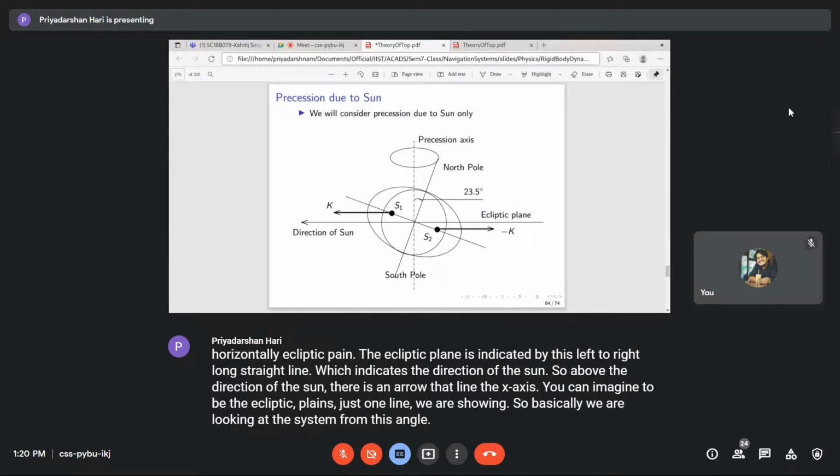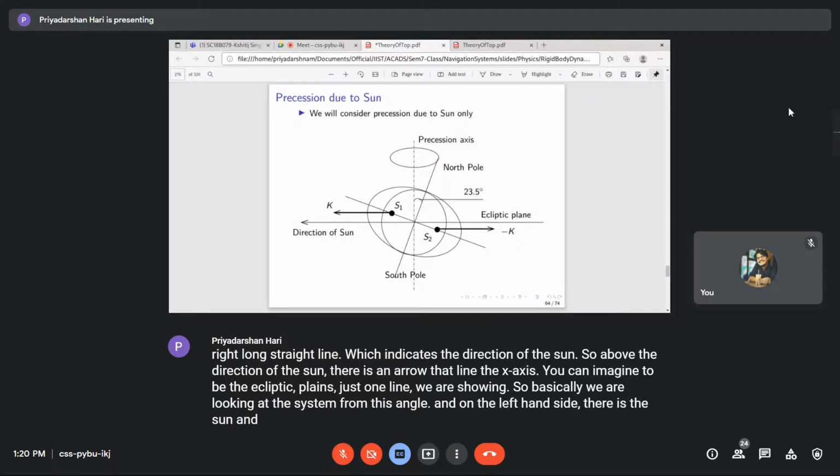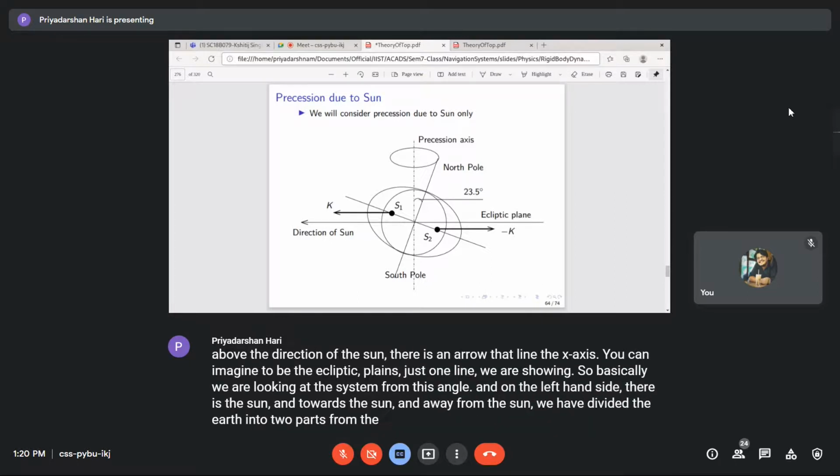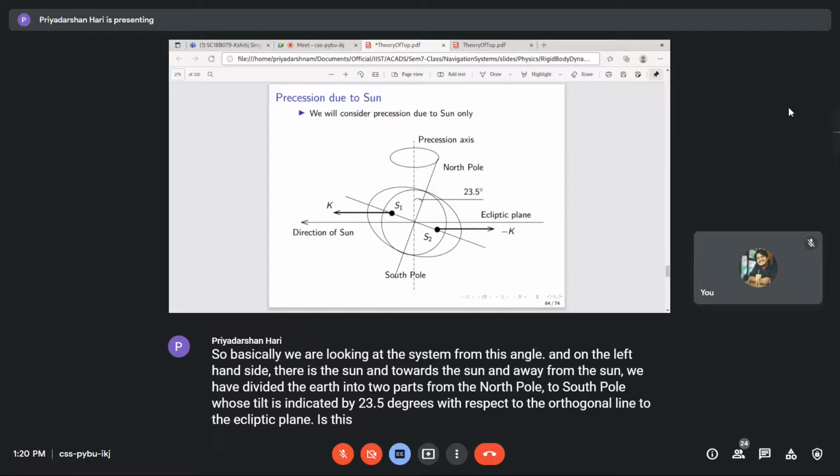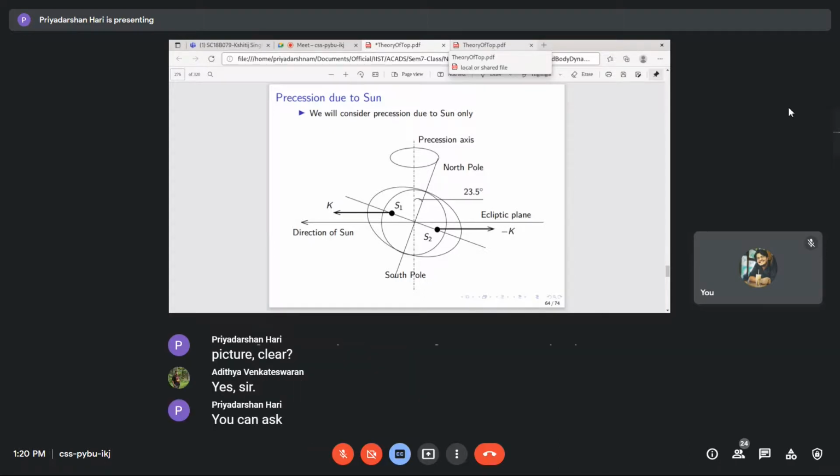On the left-hand side, there is the sun, and towards the sun and away from the sun, we have divided the Earth into two parts from the North Pole to South Pole, whose tilt is indicated by 23.5 degrees with respect to the orthogonal line to the ecliptic plane. Is this picture clear? Yes, sir. You can ask questions on this.